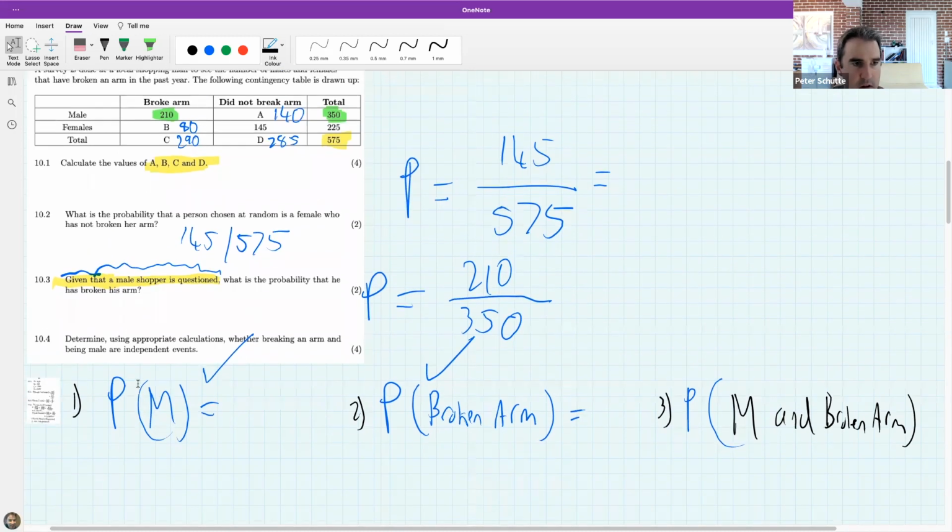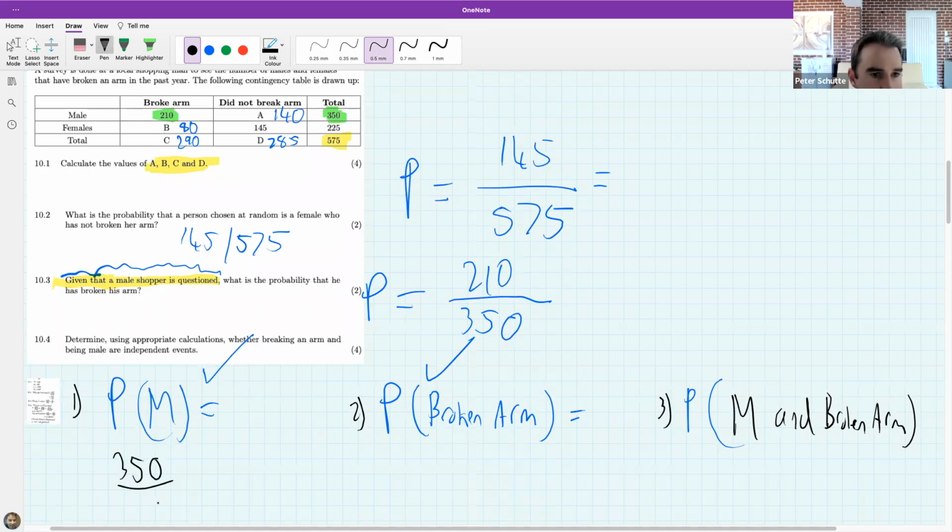So male for me is 350 over 575. So that's this one over here divided by this one over here. Now, what about broken arm? So broken arm is going to still be 575, except broken arm is going to be 290, over 575.